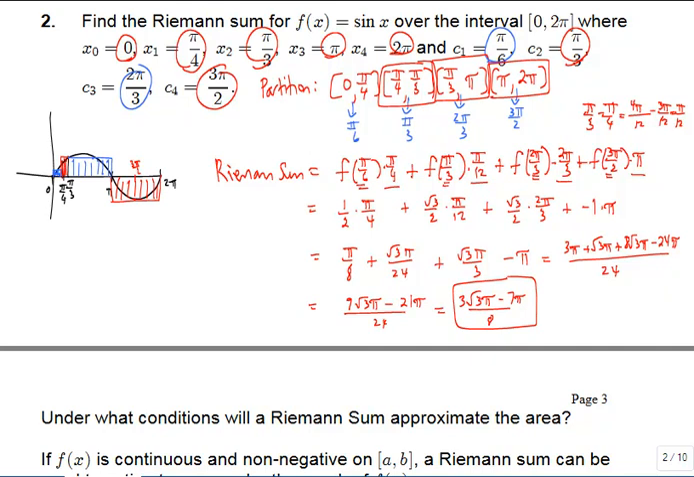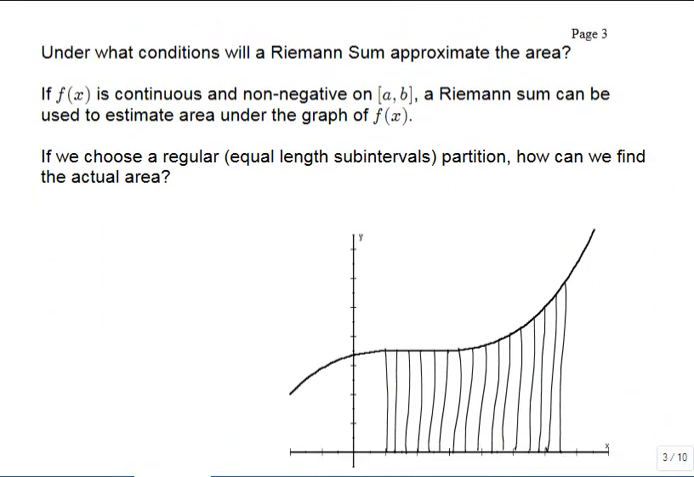Okay? So that is called a Riemann sum, where each of your rectangles varies in width, and how you determine how high you go and what input you plug into your function varies as well. So, under what conditions will a Riemann sum approximate the area? If your function f is continuous and non-negative, that means it stays above the x-axis, then a Riemann sum can be used to estimate area under the graph of a function.